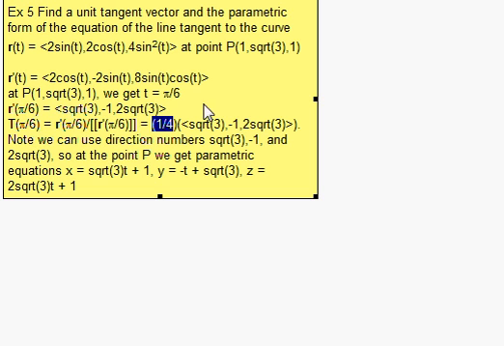1/4 times r prime of pi over 6. Here's that listed, so just copy and paste that in here.